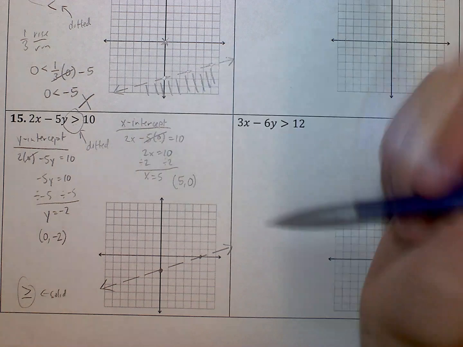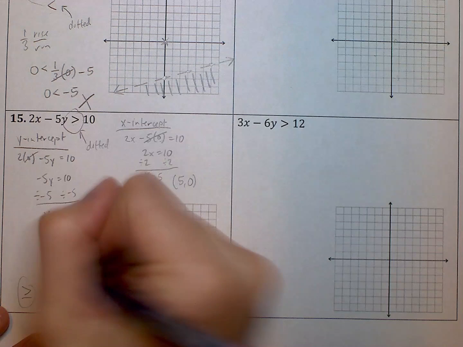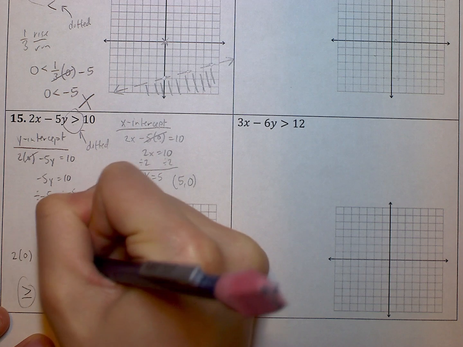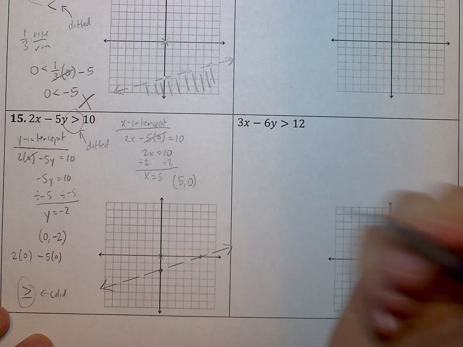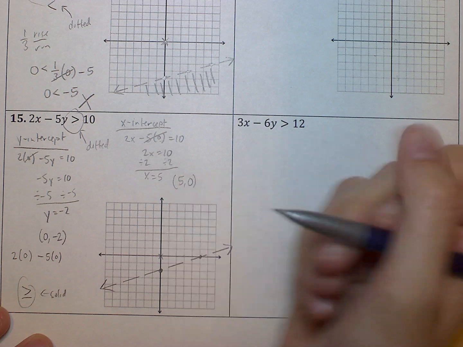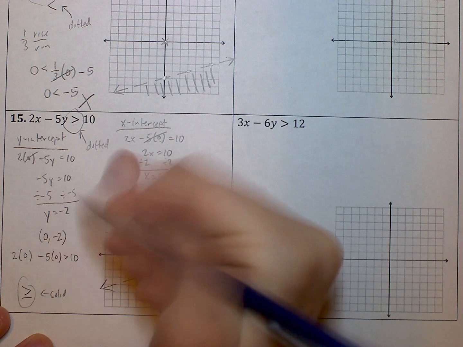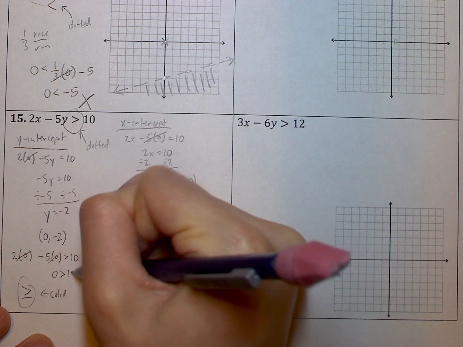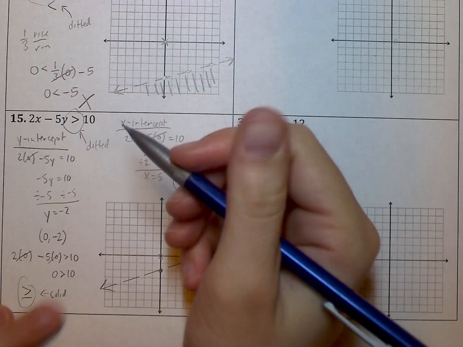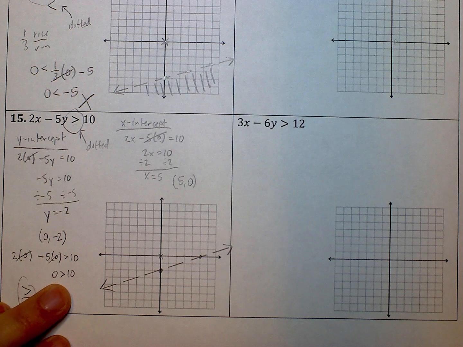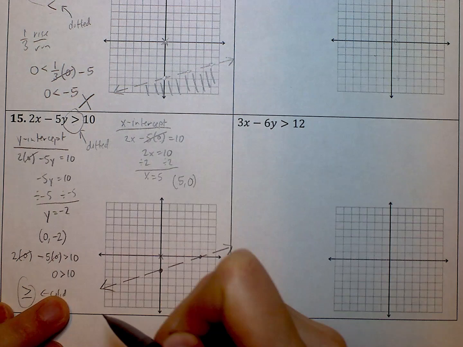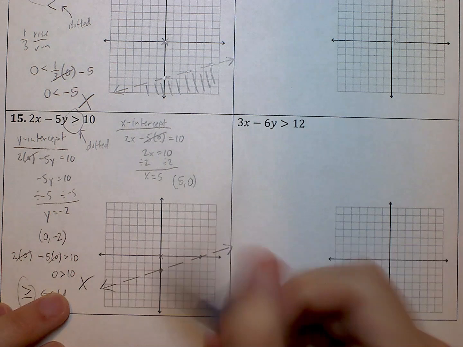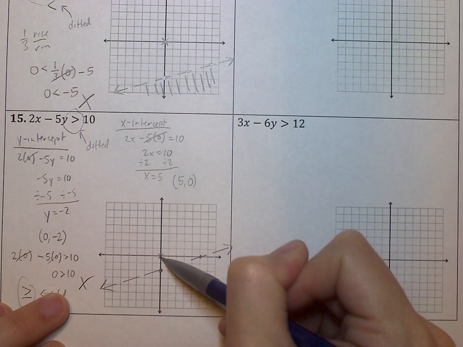Now I need to decide which way to shade. So I'm going to plug in 0, 0. And remember, that means I plug in 0 for x and 0 for y. Because what I'm doing is I'm saying, well, hey, does this point work? That point 0, 0, does it work? Is it a solution? 2 times 0 is 0. Negative 5 times 0 is 0. So this becomes 0 is greater than 10. Is that true? Is 0 greater than 10? Is 0 a larger number than 10? No. You'd way rather have $10 than $0. So this point is not a solution.